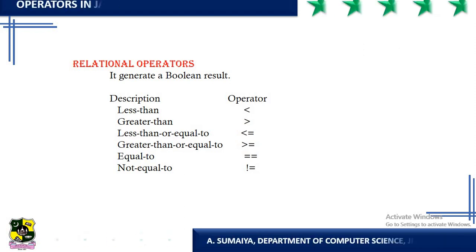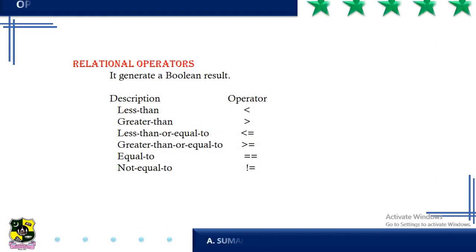Relational operators are used to test whether two values are equal, or whether one value is greater than another. Got it? Some operators are less than, greater than, less than or equal to, greater than or equal to, and not equal to. These are all the relational operators. Example, if A equal to 3, B equal to 3, both values are equal, so A equal to B.